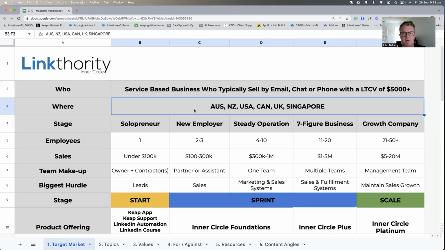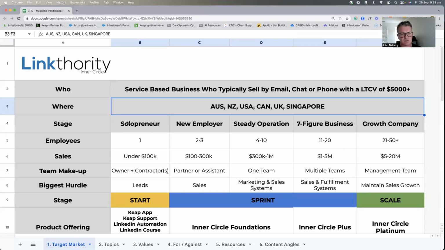Then we went, okay, well, where are our markets? Typically we're marketing to English-speaking countries, and the bunch that we've identified here, and we work across the majority of these right now, is Australia, New Zealand, US, Canada, UK, and Singapore. So I'm looking at any of our marketing outreach activities. That's where we're focusing on.